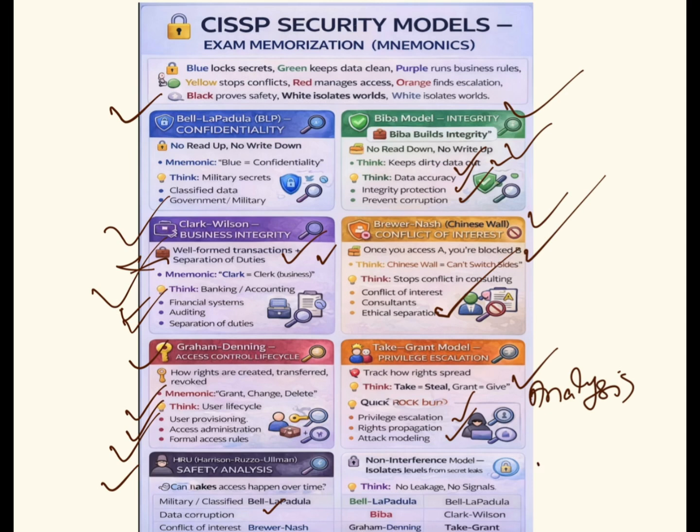Non-interference model: no leakage, no signal. It makes sure that from the top level to the low level, you cannot modify anything, so it makes sure of the isolation part.